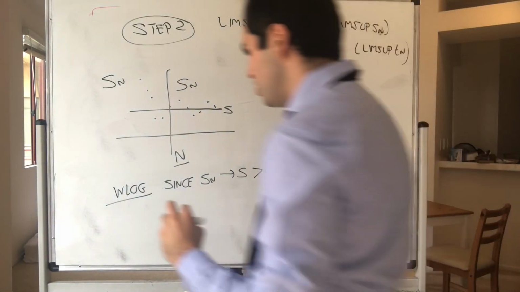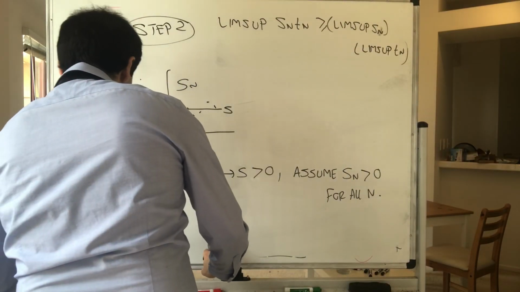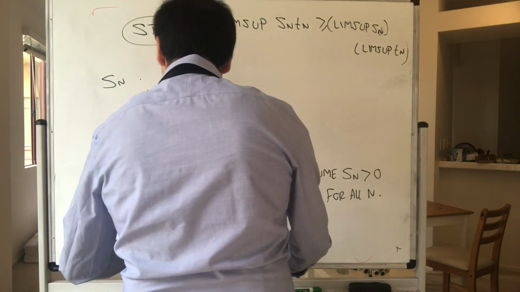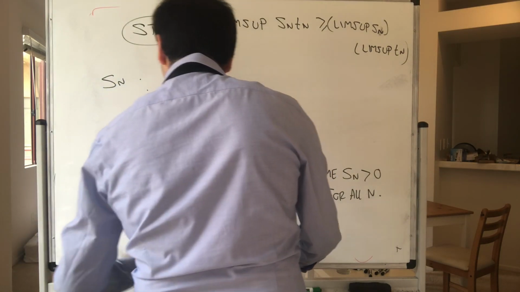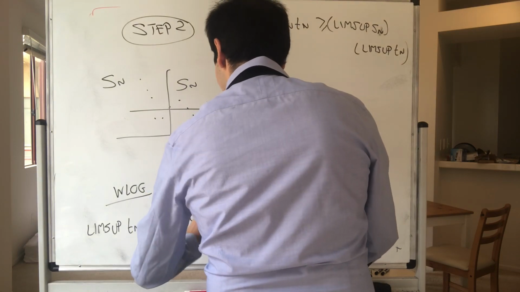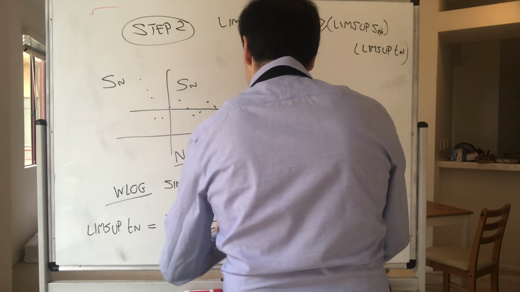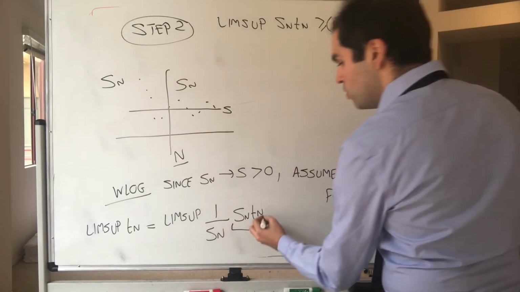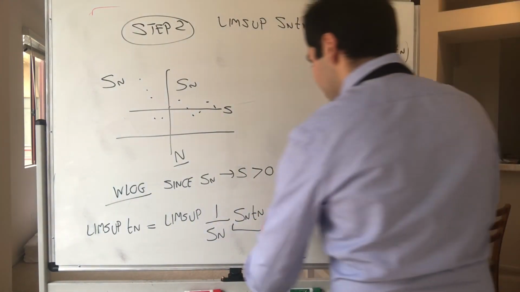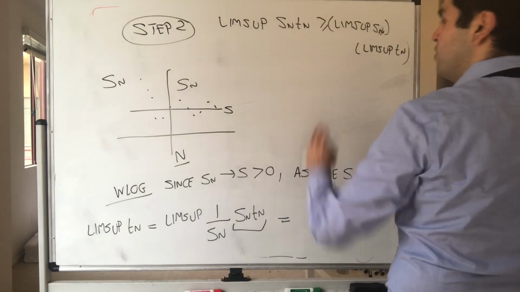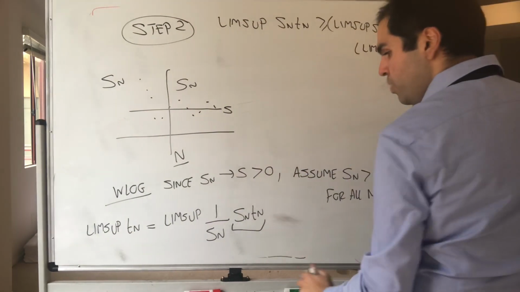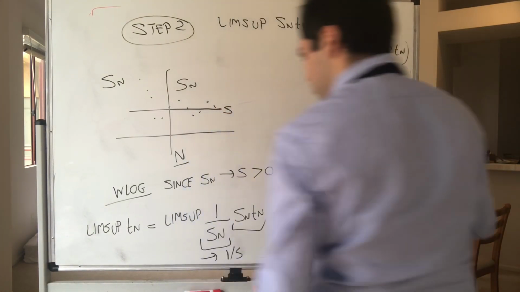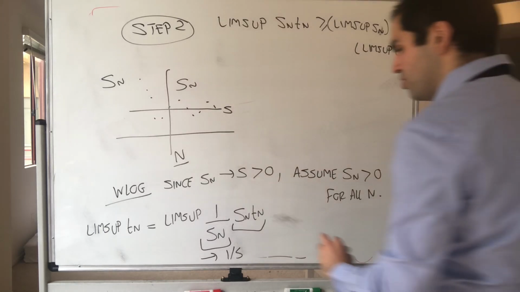But now, let's consider the Limsup of Tn. Well, this is the same thing as the Limsup of, and again, you'll see why I do this in a second, 1 over Sn times Sn times Tn. Why did we do this? Because we want to make Sn times Tn appear. But here's the thing, by what we've shown, what do we know? We know that 1 over Sn converges to 1 over S, because Sn converges to S.